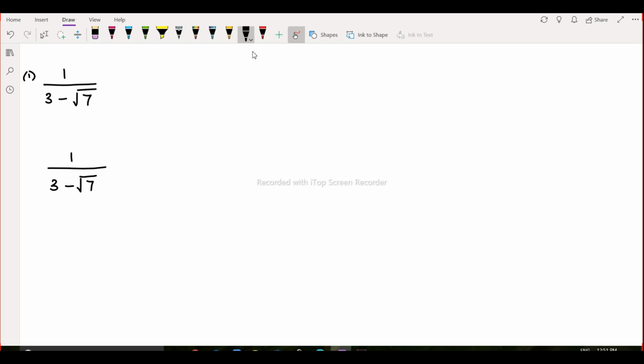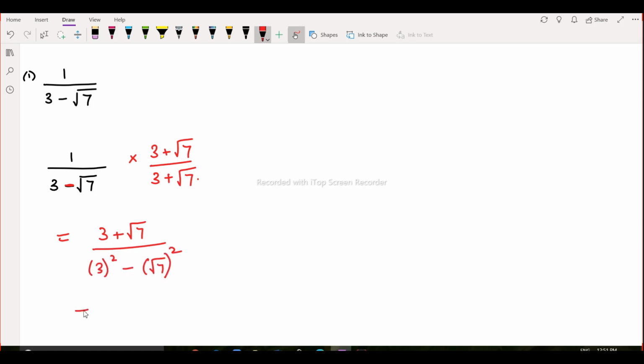So what is actually a conjugate? You change the sign of this term, multiply by 3 plus root 7 and divide by the same term 3 plus root 7. So now what I get is 3 plus root 7 upon, a minus b into a plus b, which is a square minus b square, so 9 minus 7. So finally the answer is 3 plus root 7 by 2. And if you want, you can separate this. You can write this as 3 by 2 plus root 7 by 2.